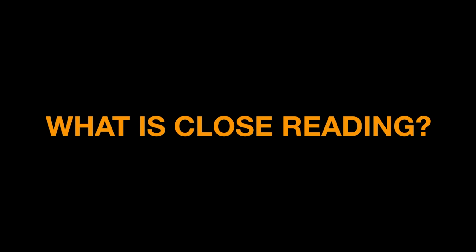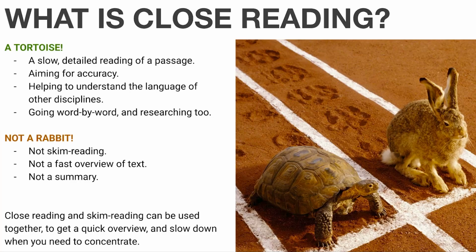So, what is close reading? If you think of the story of the tortoise and the rabbit, the rabbit ran very fast and got most of the race done pretty quickly, but you can imagine that if this was a reading competition, they would have probably skipped over quite a lot of detail. The tortoise, on the other hand, is slow. You can say that maybe they're detailed. Maybe they're aiming for accuracy rather than speed.